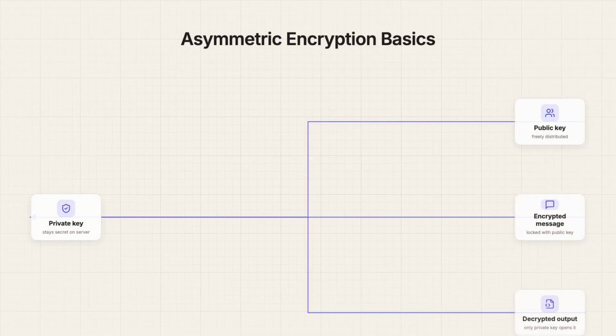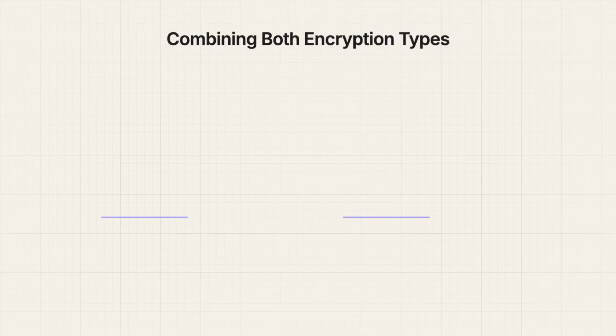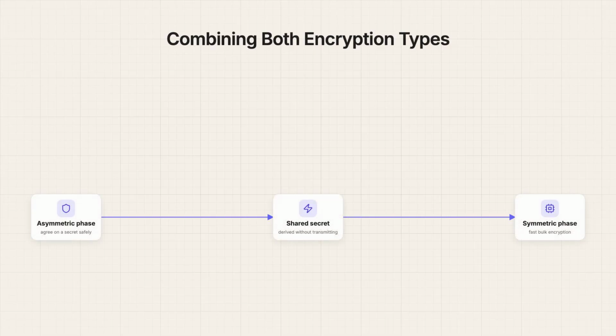Asymmetric encryption uses a matched pair of keys. The public key is shared openly with anyone who wants it. Anyone can encrypt a message with that public key, but only the holder of the paired private key can decrypt it. The private key never leaves the server. This solves the distribution problem, because you can publish your public key in the open and only you can read what people send back. Asymmetric encryption is mathematically expensive, so it is only used to bootstrap the connection.